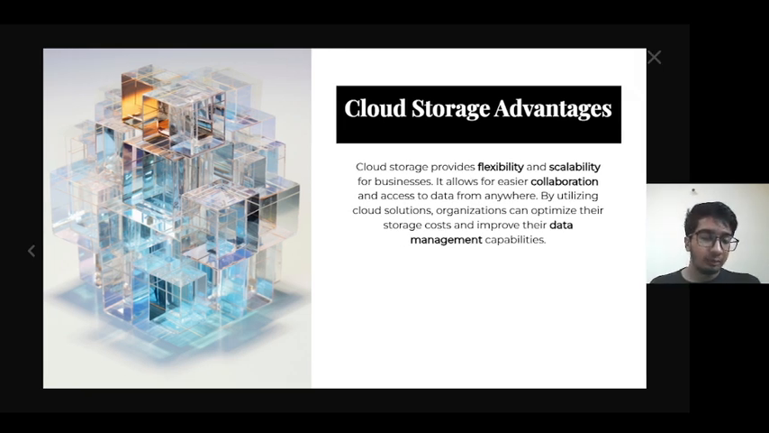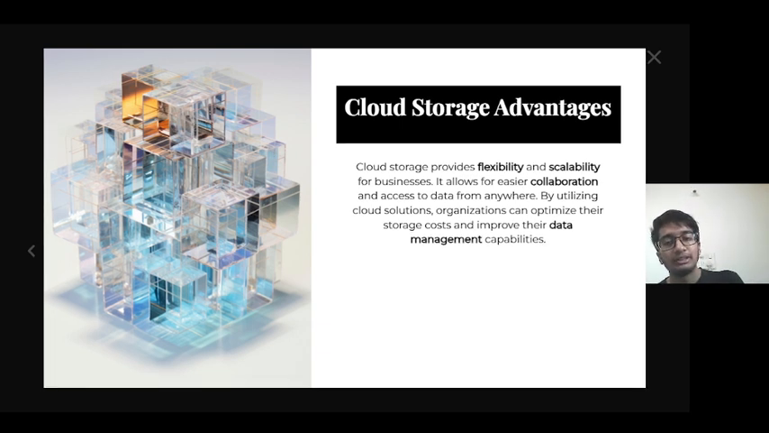Then we move on to cloud storage advantages. Cloud storage provides flexibility and scalability for businesses. It allows for easier collaboration and access to data from anywhere. By utilizing cloud solutions, organizations can improve their storage costs and improve their data management capacities.